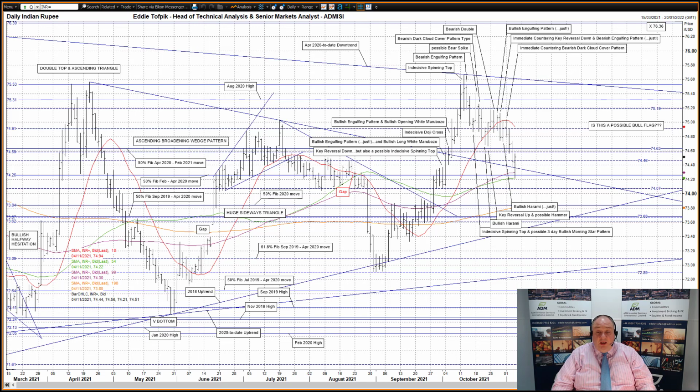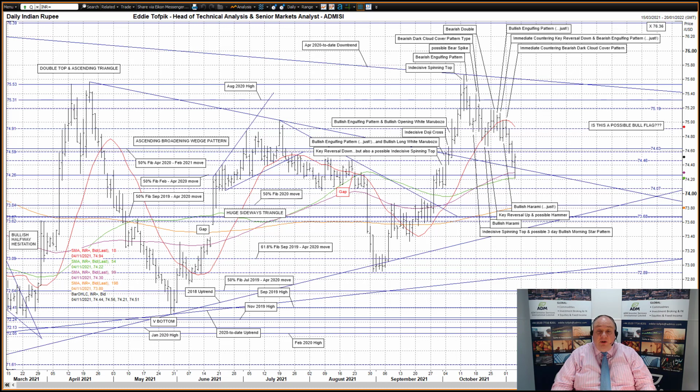Just below the broken downtrend trend line, we have the rising medium and short medium moving averages, currently 74.30 and 74.22 respectively, plus the 50% Fibonacci line of the February to April 2020 move at 74.26.